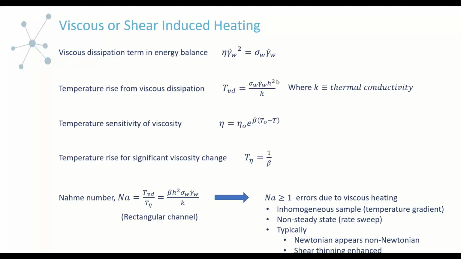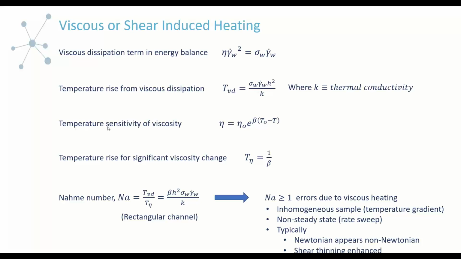And what it's going to involve then is the channel depth, and this expression is specific to our flow channels. You can get equivalent expressions for other geometries, and you can find those in the literature, but this is specific to our rectangular flow channel. So it's going to depend on the thermal conductivity of the fluid, and also the channel depth. And this is going to be the approximate temperature rise due to viscous dissipation.